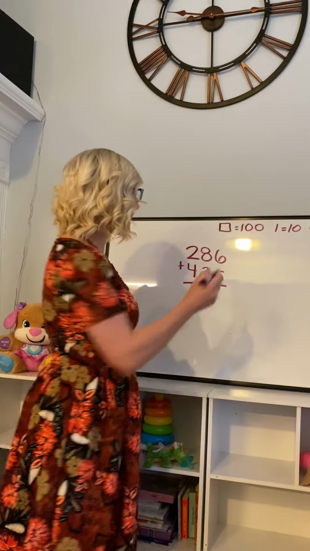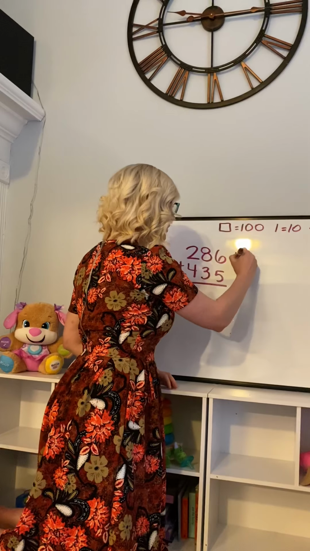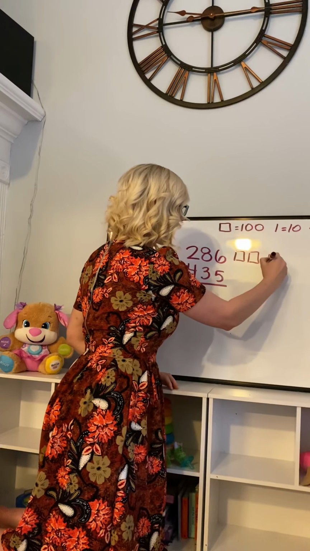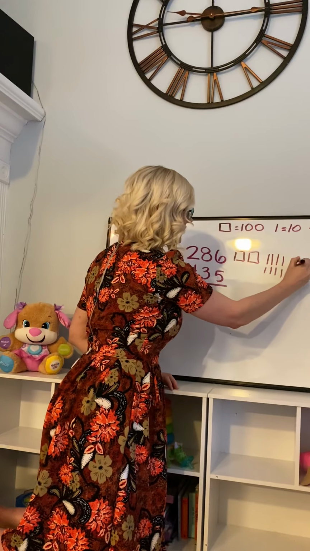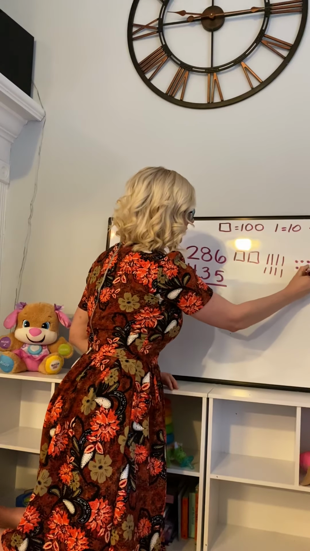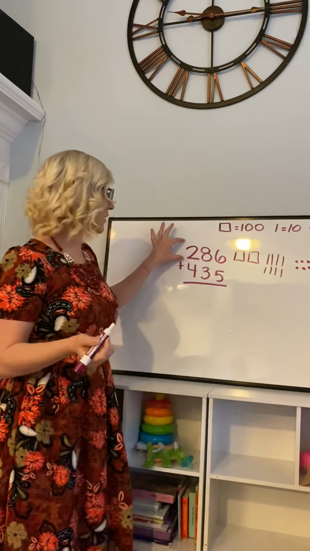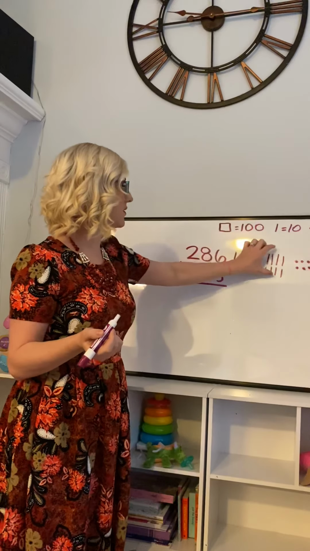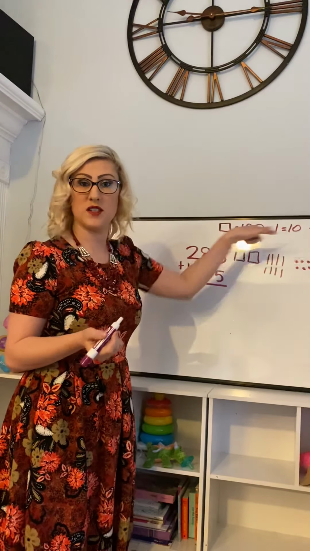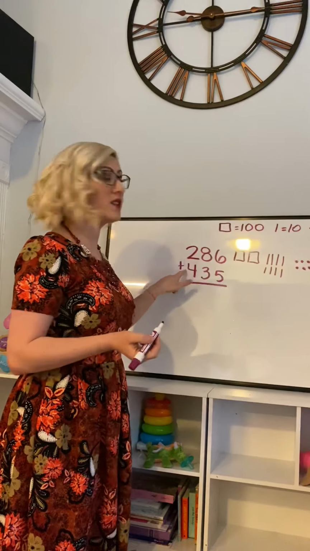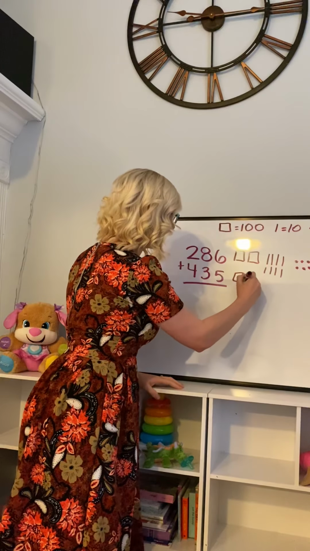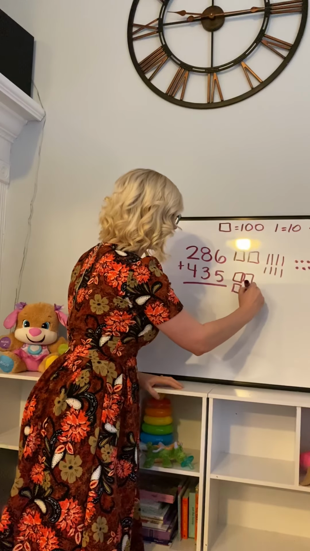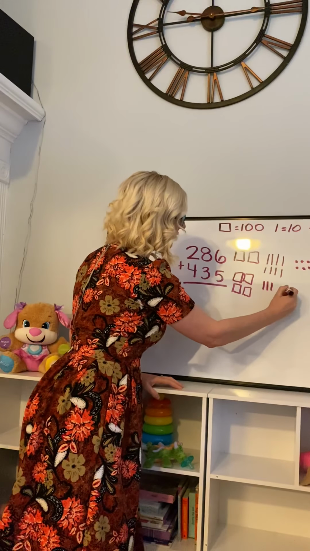So for 286, we will draw that out: 2 hundreds, 8 tens, and 6 ones. So you see here that the number 286 is represented using these models that we just previously discussed. And we'll do the same with 435. So I'll draw 4 hundreds, 3 tens, and 5 ones.